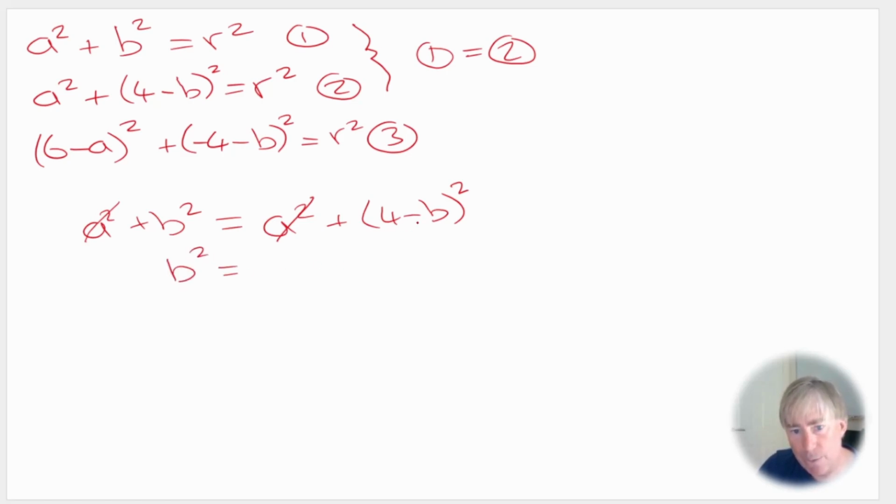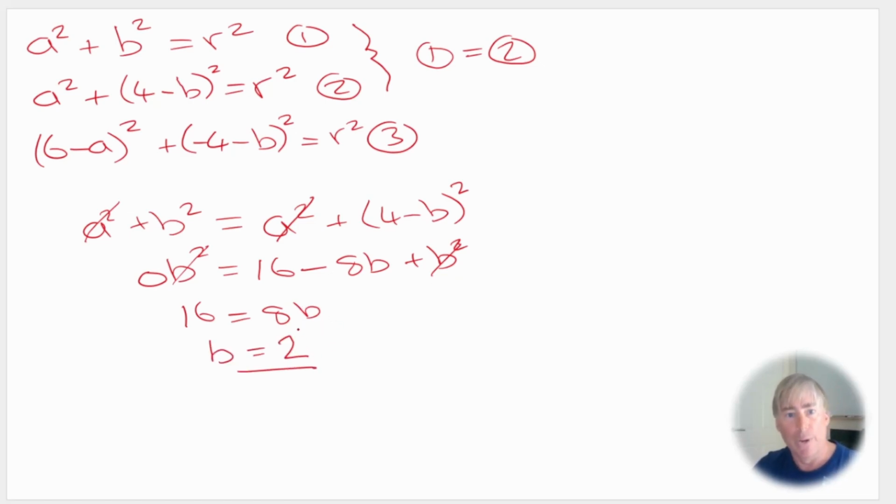I end up with b² equals, expanding this out, 16 − 8b + b², and once again I can subtract b² from both sides, so that's effectively 0, and I end up with 16 equals 8b. So conveniently b is equal to 16 over 8, which is 2. So there's one of our unknowns, and we're going to go ahead now and equate 2 and 3, and see what happens with that.